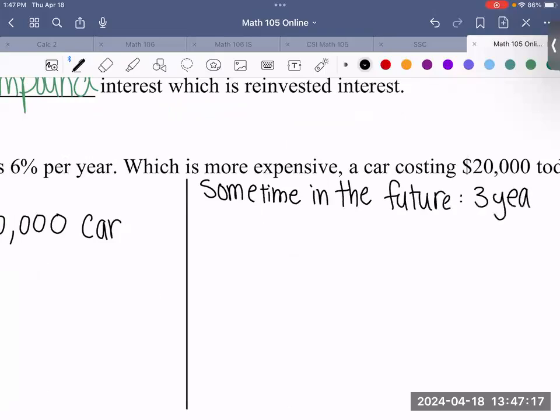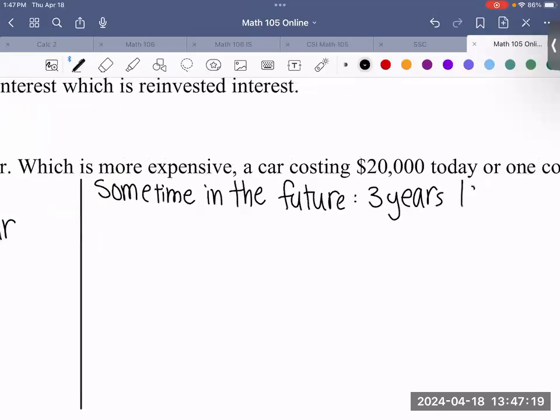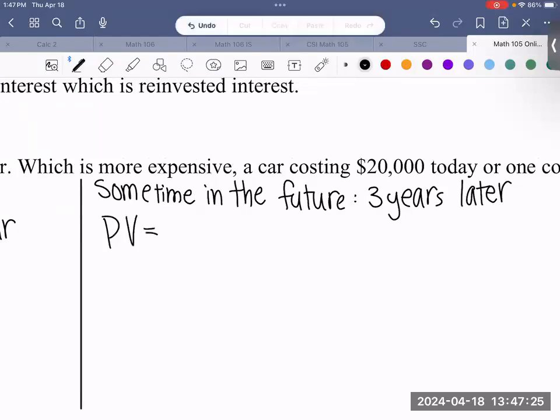Three years later, right? Three years later. So your present value, we don't know. We want to compare the two cars. Should I get the $20,000 car right now, or one that looks like it's going to be a lot more expensive, $22,000 in 3 years, right? So we don't know your present value.